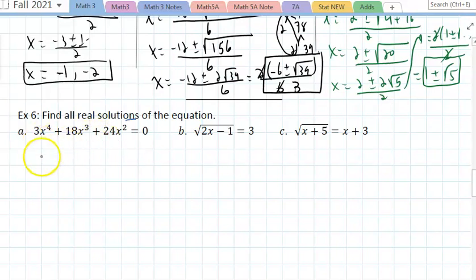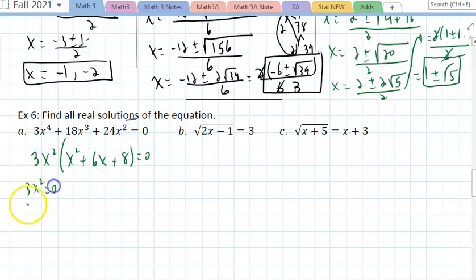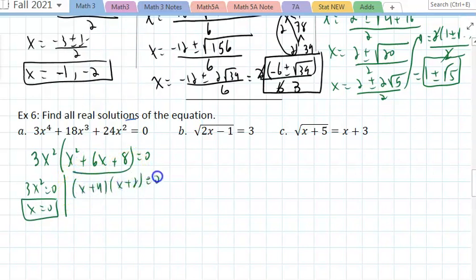With polynomials, we know we need to factor. We take out 3x squared. I'll have x squared plus 6x plus 8. They want the real solutions. Well, 3x squared equals 0, which indicates x equals 0. Now, this factors into x plus 4 and then x plus 2. So x would be 0, x would be negative 4 or negative 2.